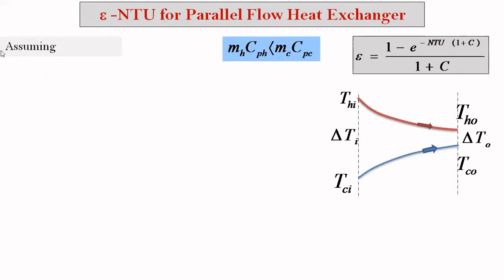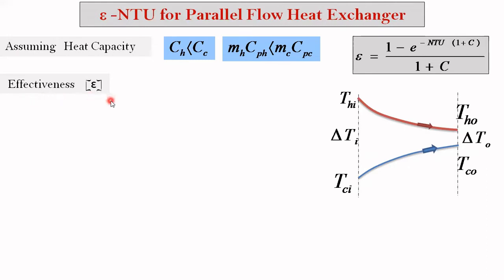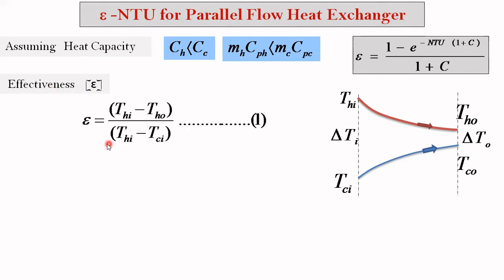Now first we have to assume mHCpH is less than mCCpC. So here the hot fluid's heat capacity is less than the cold fluid's heat capacity, so we can write CH is less than CC. For this condition, we have to write down the effectiveness and heat capacity ratio. Let's first write down the effectiveness. Here mHCpH is less. Always for the effectiveness, in the denominator write THI minus TCI, and in the numerator write the temperature difference of the fluid whose heat capacity is less, so THI minus THO. Let's call this equation number 1.